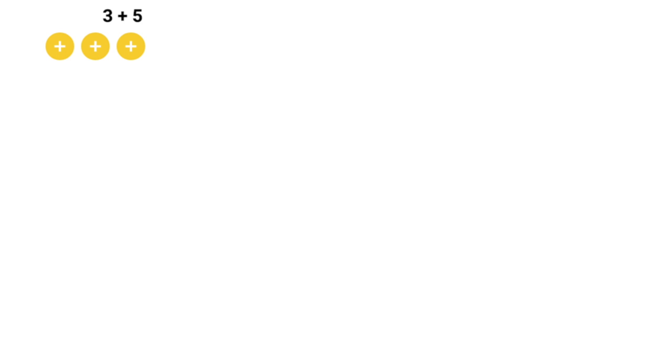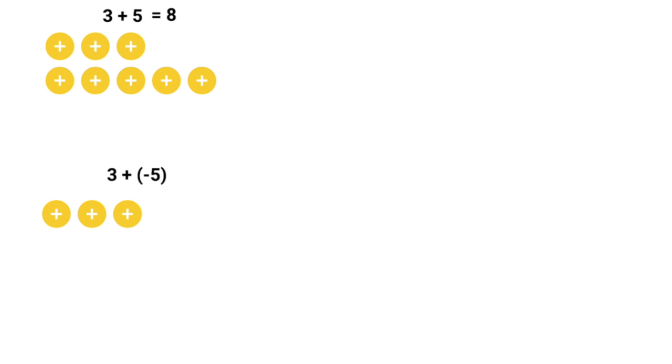So if we try adding and subtracting with counters, we'll start with 3 plus 5. That's an easy one. We clearly see that that's 8. But if we add in a negative to this situation, and we'll start with a problem that is pretty simple, 3 plus negative 5. We'll start with 3 positives. We'll just add in 5 negatives.